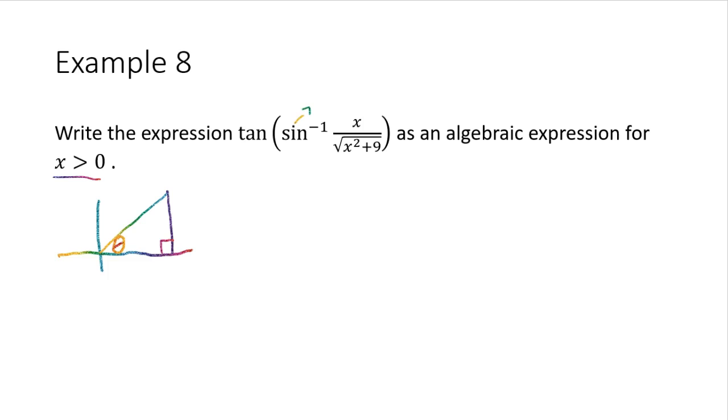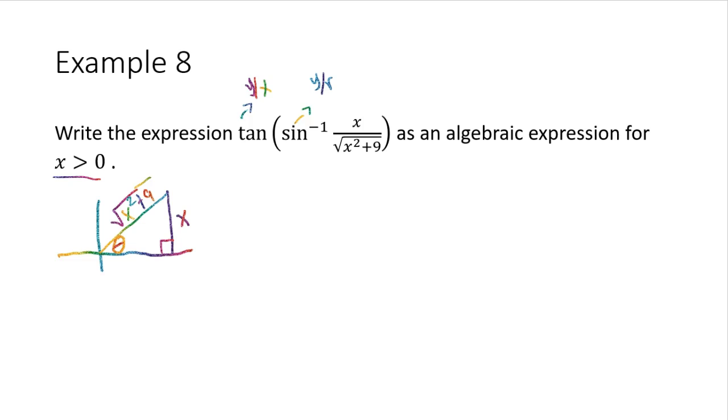The sine is defined to be the y divided by the r. So this is going to be a little confusing because y is equal to x here, but just stay with me. The radius is going to be the square root of x squared plus 9. And we are looking for the tangent, which is y divided by x. So we will find that out in just a second.